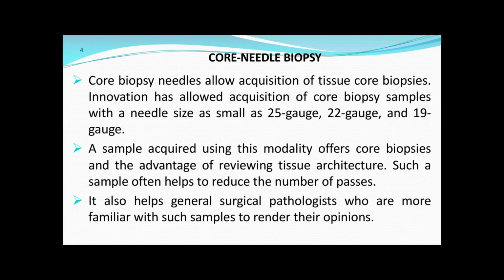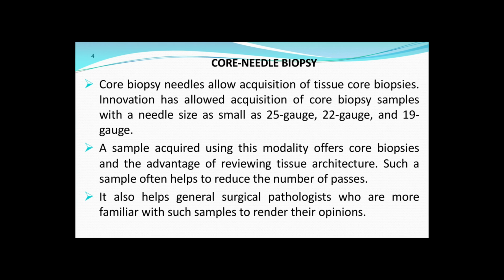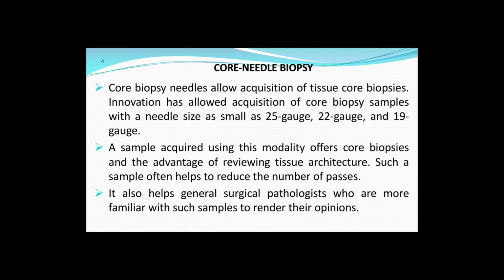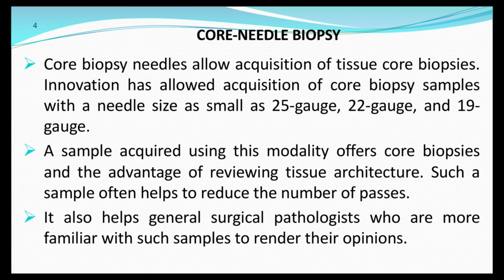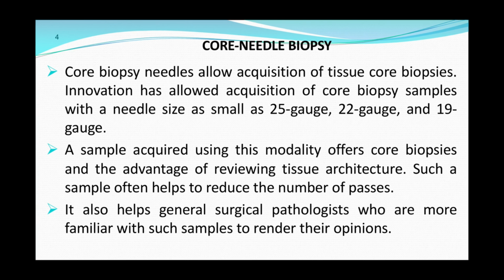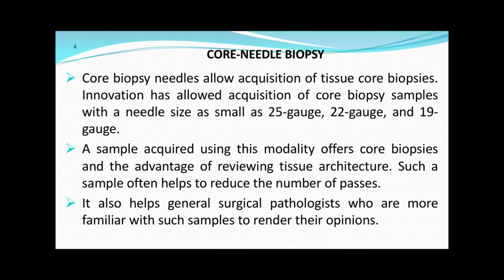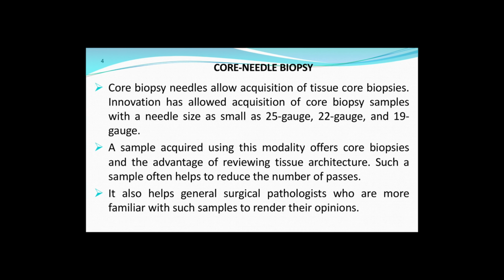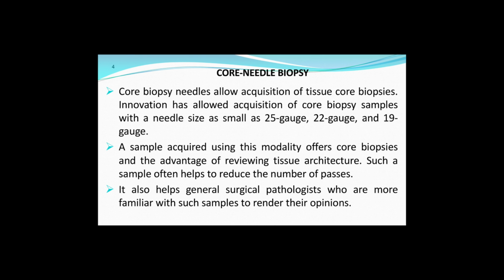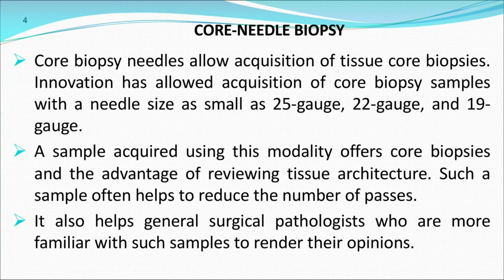The other one we have is the core needle biopsy. The core biopsy needles allow acquisition of tissue core biopsies. Innovation has allowed acquisition of core biopsy samples with a needle size as small as 25 gauge, 22 gauge and 19 gauge. Also, a sample acquired using this modality offers core biopsies and the advantage of reviewing tissue architecture. Such a sample often helps to reduce the number of passes. Then, it also helps general surgical pathologists who are more familiar with such samples to render their opinions.